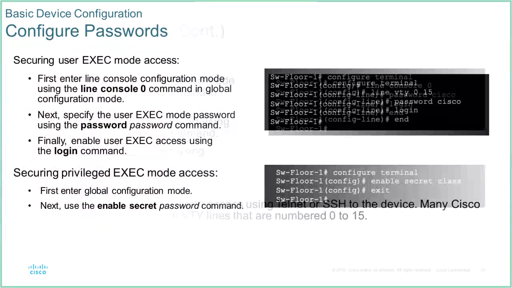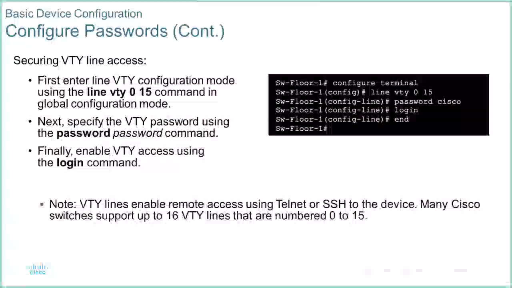So we tend to only use the enable secret password. The virtual remote sessions, VTY lines, are virtual terminal sessions. Now, switches have the ability to have 16 concurrent sessions running at the same time. Thus, lines 0 to 15 have to be configured.